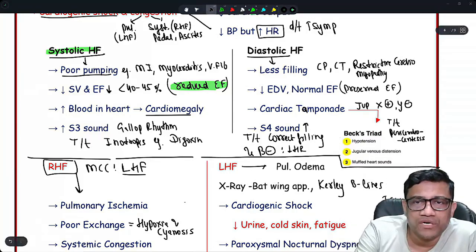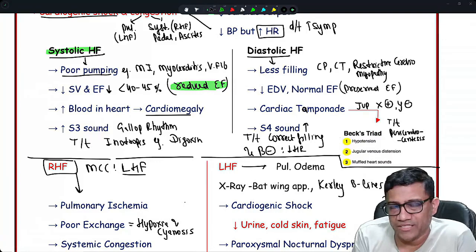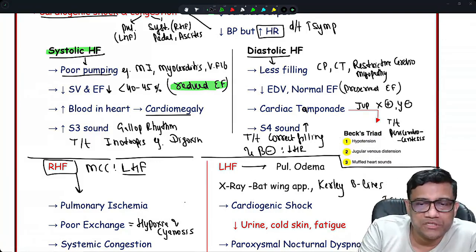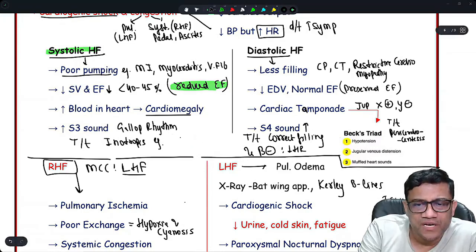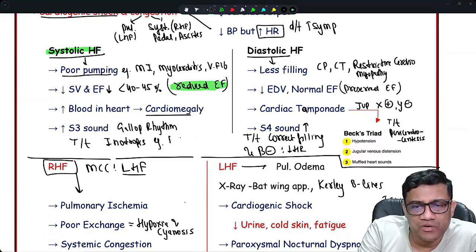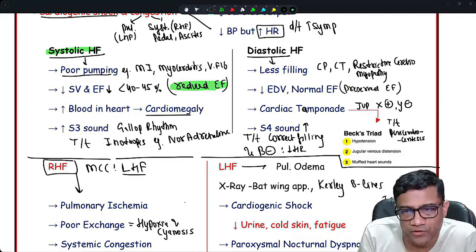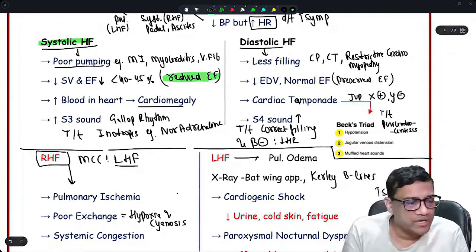And what is the sound heard? It is the gallop rhythm, so S3 gallop rhythm. Treatment is inotropes. One of the inotropes is digoxin, or if they ask the drug of choice, nowadays the drug of choice has become noradrenaline. Okay, noradrenaline, inotropes.